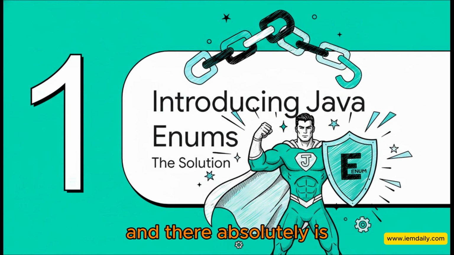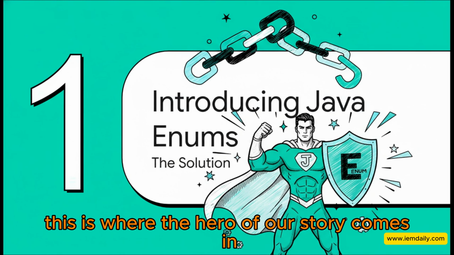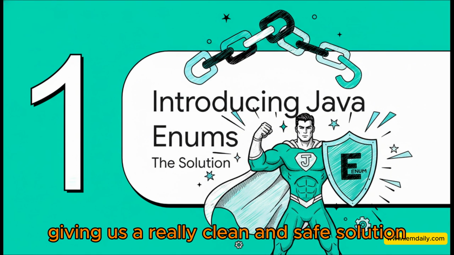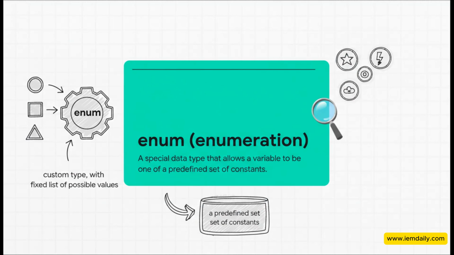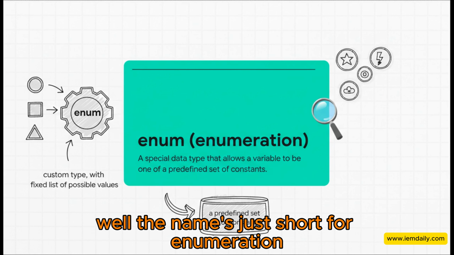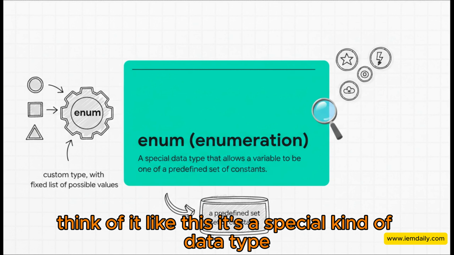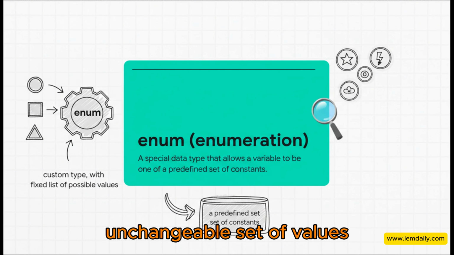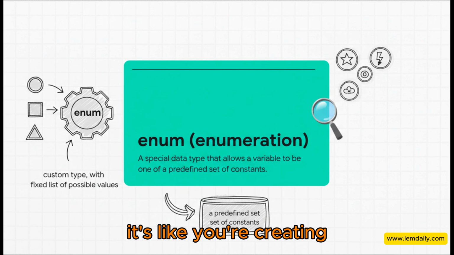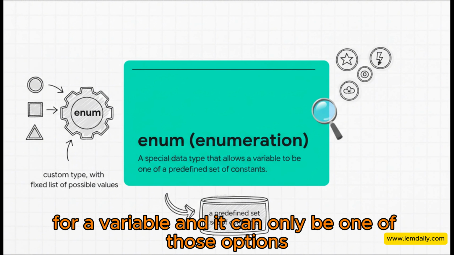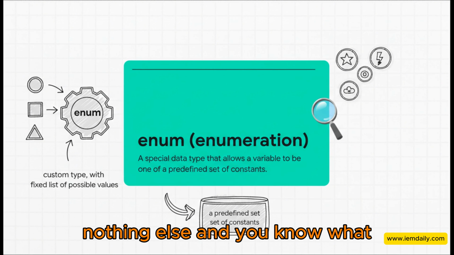And there absolutely is. This is where the hero of our story comes in, the Java Enum. It's designed to solve this exact problem, giving us a really clean and safe solution. So what in the world is an enum? Well, the name's just short for enumeration. Think of it like this. It's a special kind of data type where you get to define a fixed, unchangeable set of values. It's like you're creating your own little universe of options for a variable, and it can only be one of those options, nothing else.